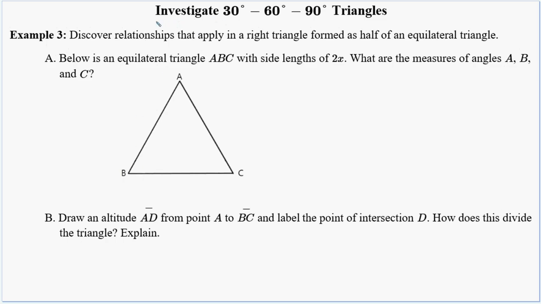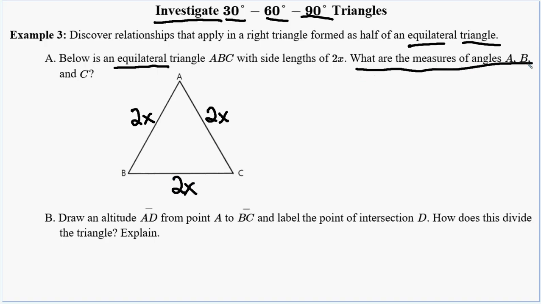Now here, we're going to check out our second special right triangle. This one is 30, 60, 90. So it says, discover the relationships in a right triangle formed as half an equilateral triangle. So below here, we have equilateral triangle ABC. Equilateral means all sides, all angles will be the same. So it says the side lengths are all 2x.